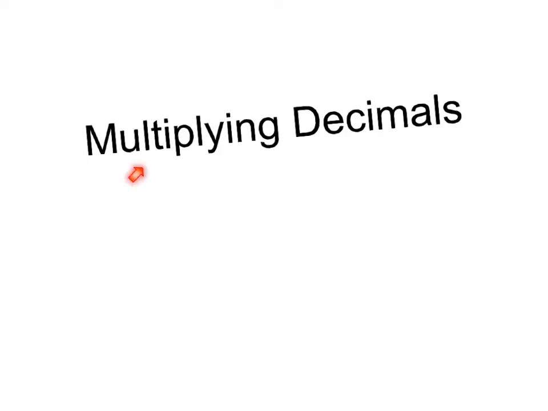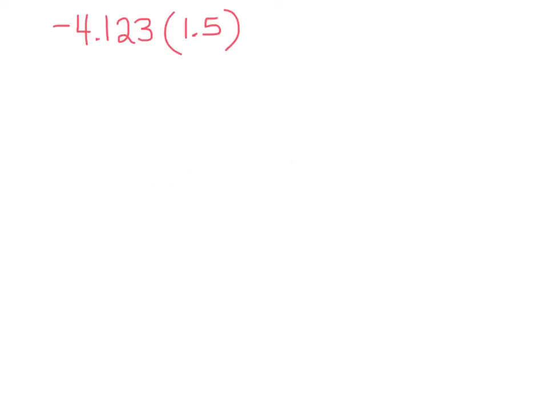Okay, this video is going to go over multiplying decimals. All right, so we have a problem here. It says negative 4.123 times 1.5. Now, when you multiply decimals, one quick note is that you do not need to line the decimals up.